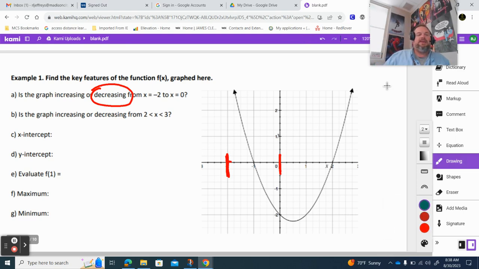All right, is the graph increasing or decreasing from 2 to 3? So here's 2, here's 3. Is this going up? Yes, so it's increasing.